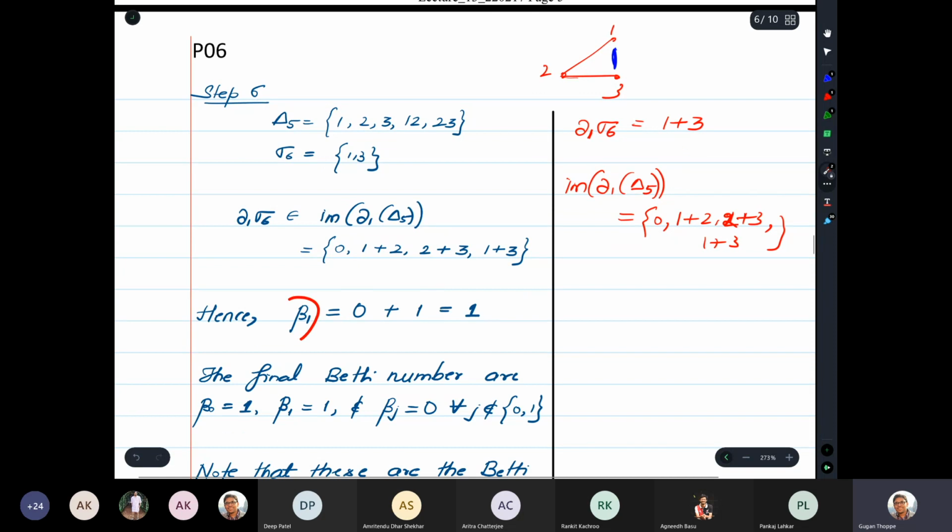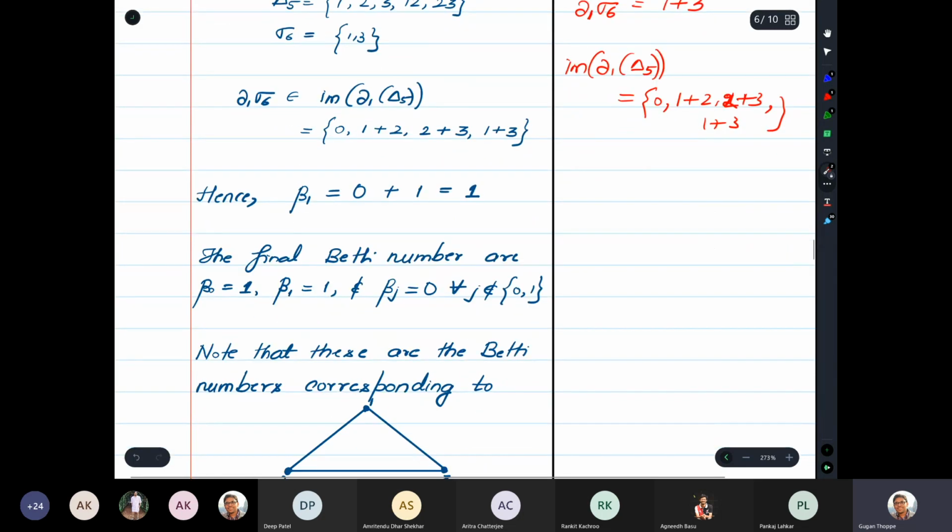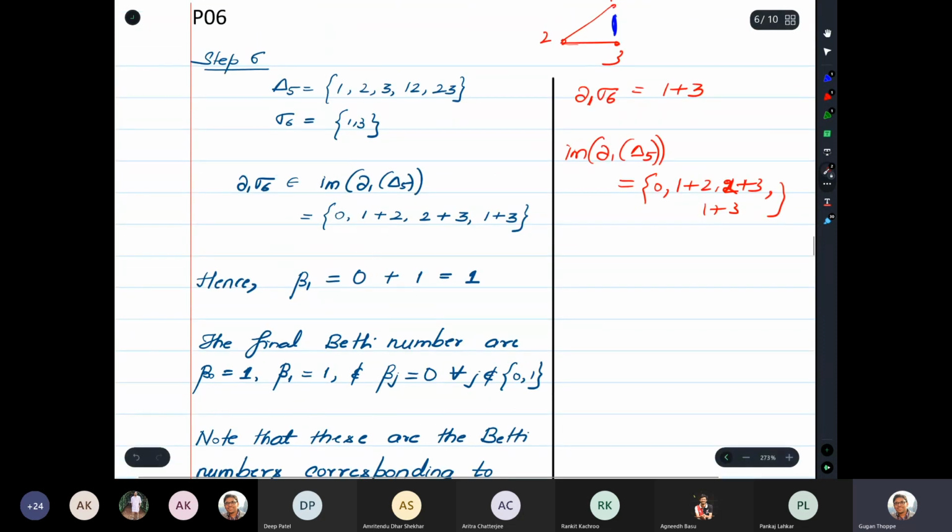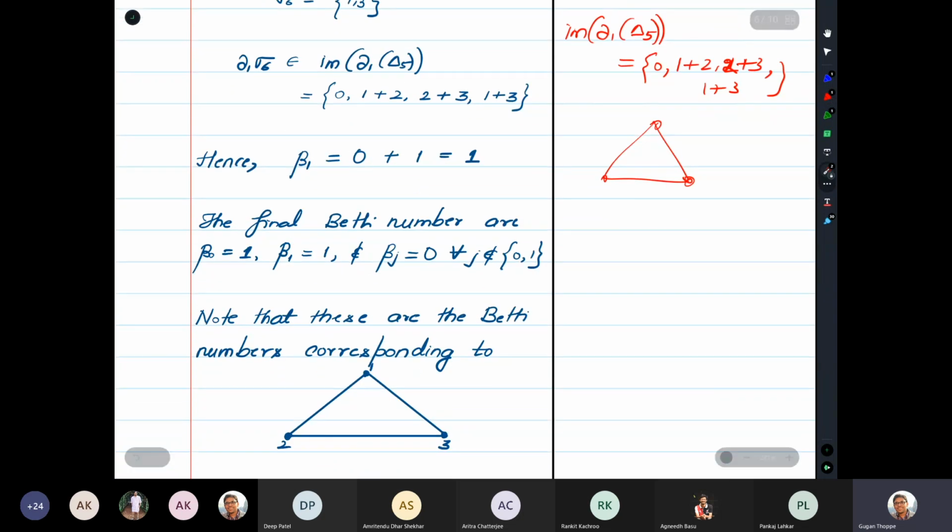So Betti 1 earlier was 0, and now after I add this blue edge, the Betti 1 will actually increase by 1, and the final Betti number will be 1, right? And at this point I stop, because I have added all the faces that were there, and I ended up with this simplicial complex, whose Betti number is what I was interested in computing, right? And the final tally of the Betti numbers will look something like this. Betti 0 is 1, Betti 1 is 1, and all other Betti numbers are 0, right?